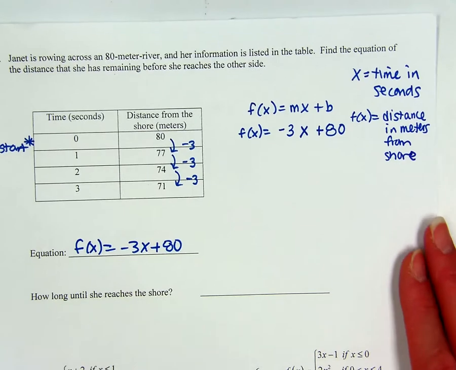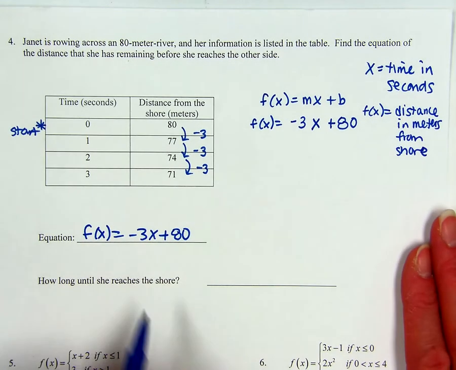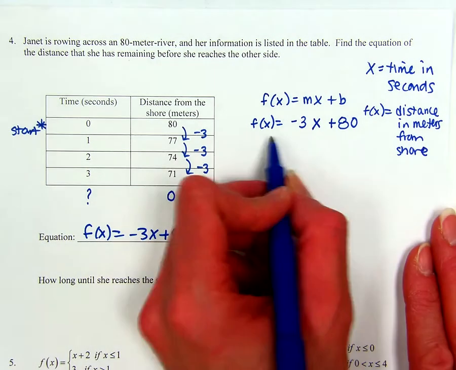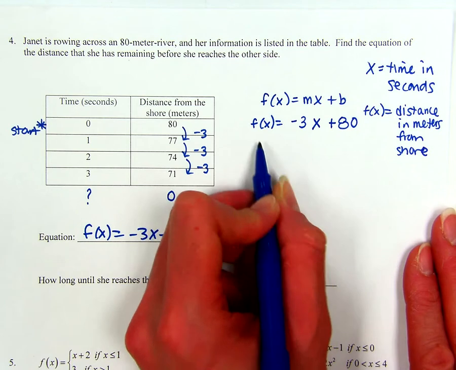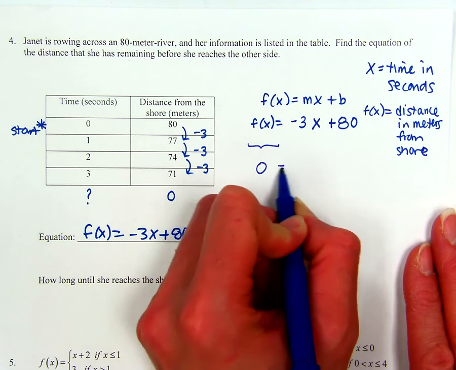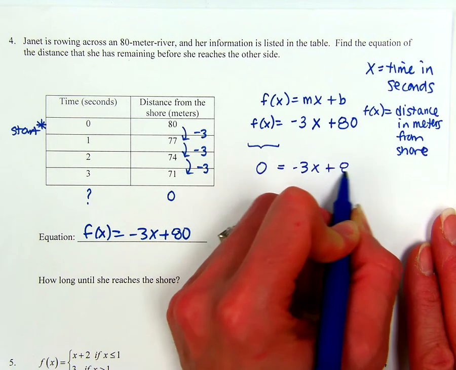Okay, so how long until she reaches the shore? Well, when she reaches the shore, she's going to be 0 meters away. So we need to find out when that is. So here's your f of x. We don't know x. You're going to substitute here and make that 0, and we need to solve.